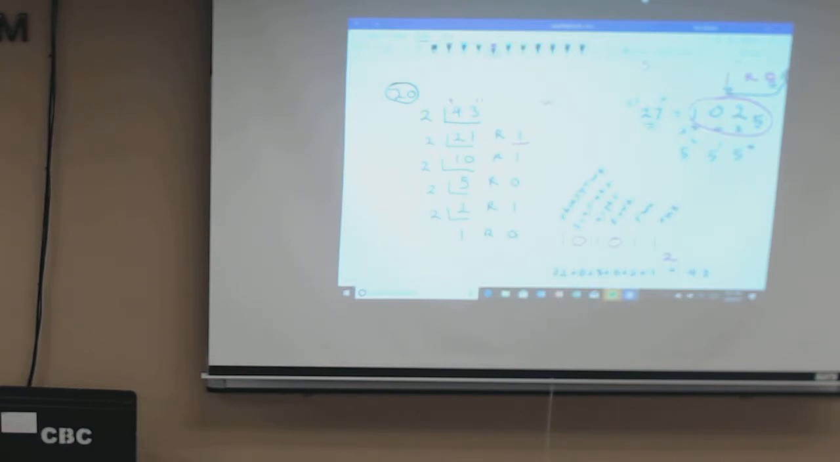43 divided by 2 is 21 and remainder 1. Okay? 21 divided by 2 is 10, remainder 1. 10 divided by 2 is 5 with no remainder. 5 divided by 2 is 2 with a remainder of 1, and 2 divided by 2 is 1 with no remainder. Okay?